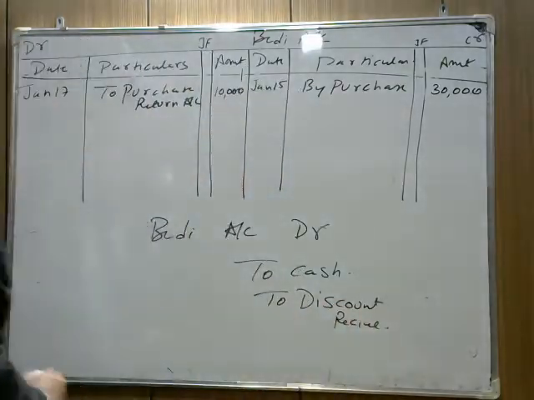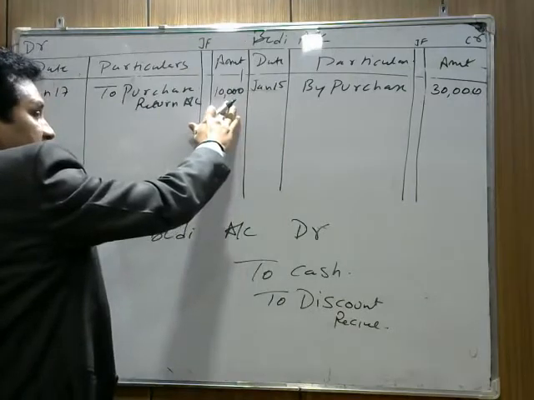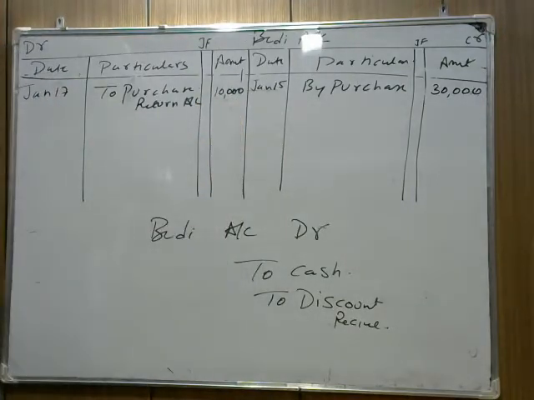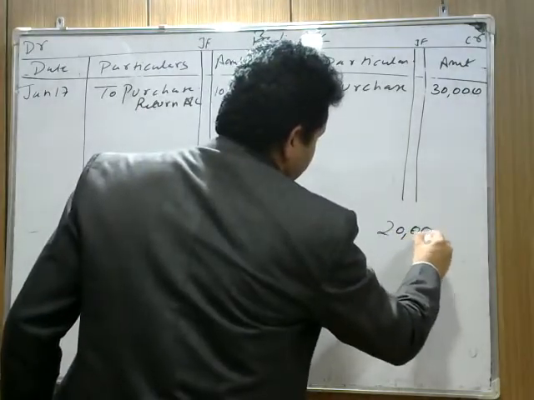Now how much do we have to pay to Bedi? हमने 30,000 के goods purchase किए थे, 10,000 के हमने वापस कर दिए. It means we have to pay 20,000 to Bedi. And actually we are paying 17,500. So we have to pay Bedi 20,000.